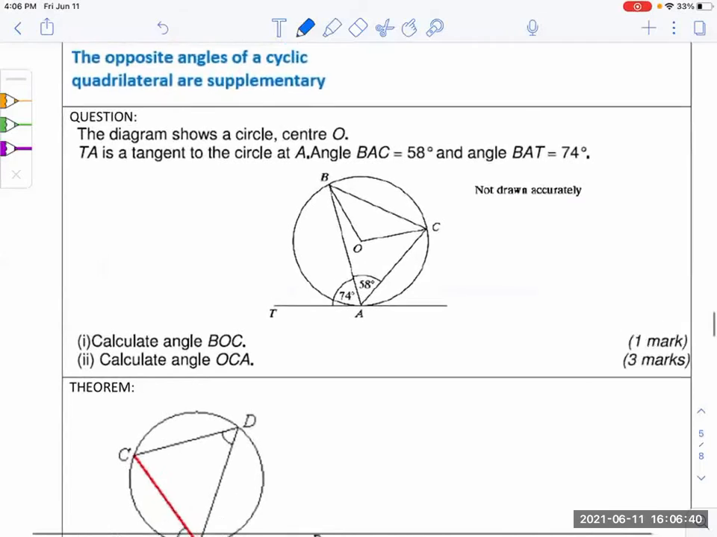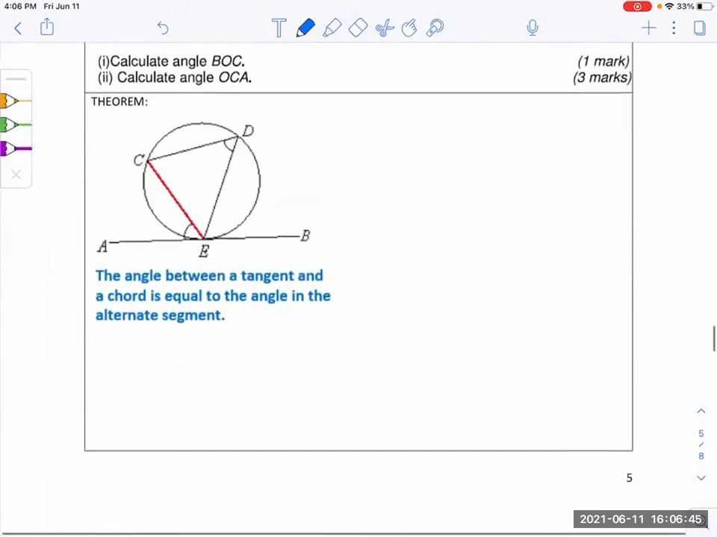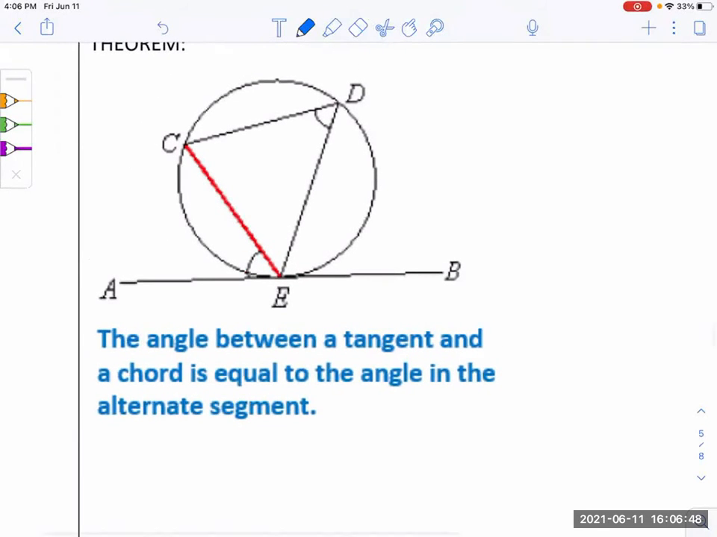Now, this is the last theorem here. What does this one say? All right. It's a little bit wordy, but this is also called the alternate segment theorem. The angle between the tangent and the chord. Well, let us first identify the tangent and the chord. AB touches the circle at one point. So therefore, AB is called the tangent.